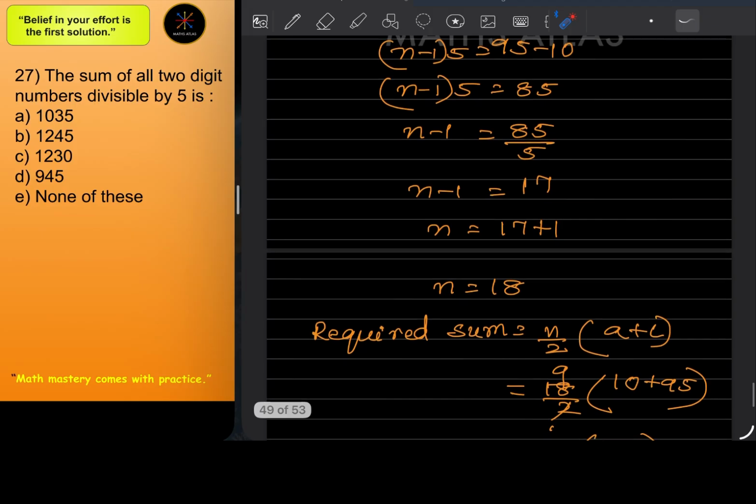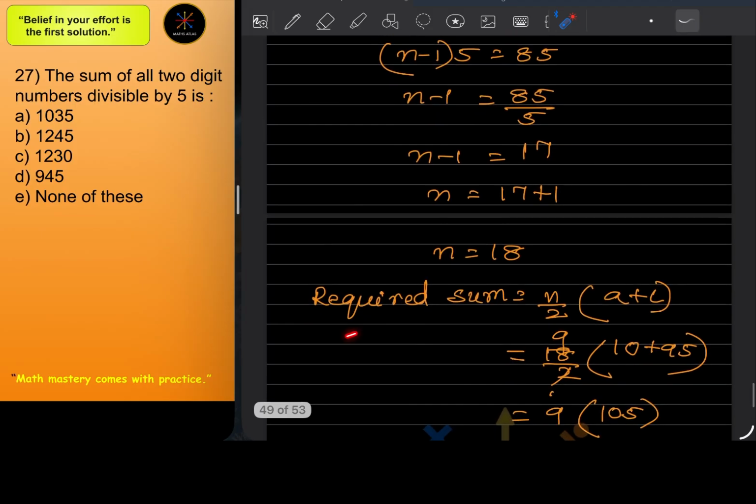So we want the sum of all these digits. So we'll write here the required sum. The formula is n by 2 times (a plus l). So this is again what you have to remember. So n we got as 18, so n by 2. A we already know is 10, and l is the last term, which is 95.